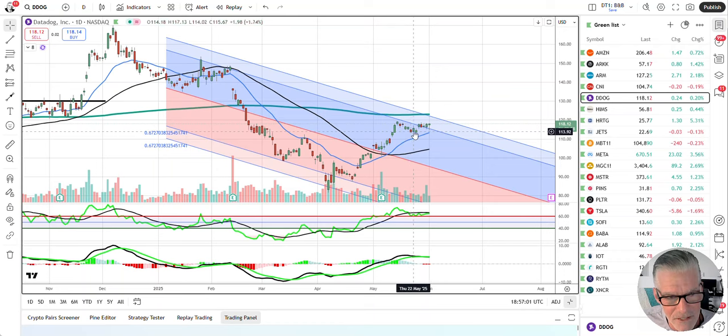This is a very nice looking base. Rounded bottom, shallow. And look at this volume balance down here since the earnings. Everybody's getting back on board. Datadog. I like it. I like it a lot.